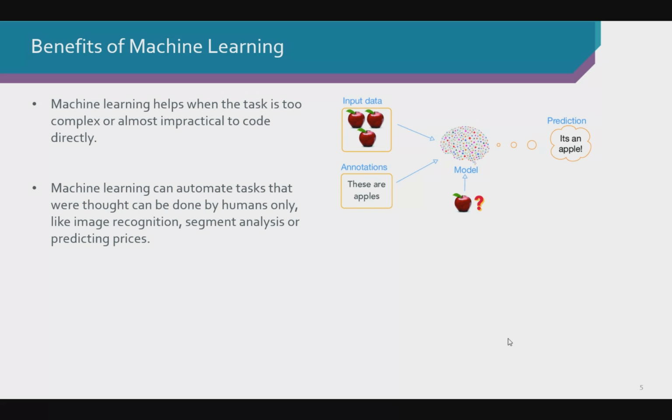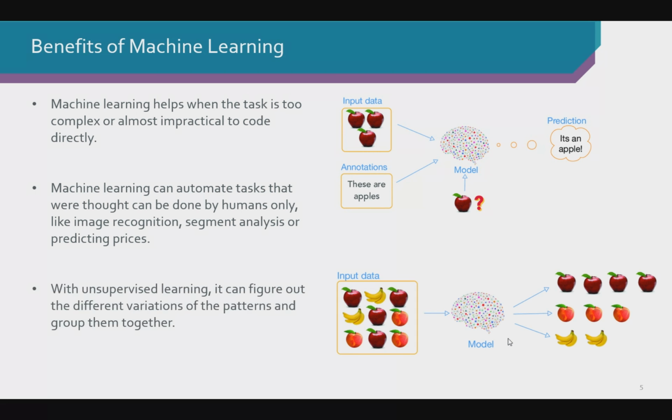Machine learning can automate tasks that were thought to be doable by humans only, like image recognition, sentiment analysis, or predicting prices. And then we also have unsupervised learning, which can figure out different variations of the pattern and group them together.